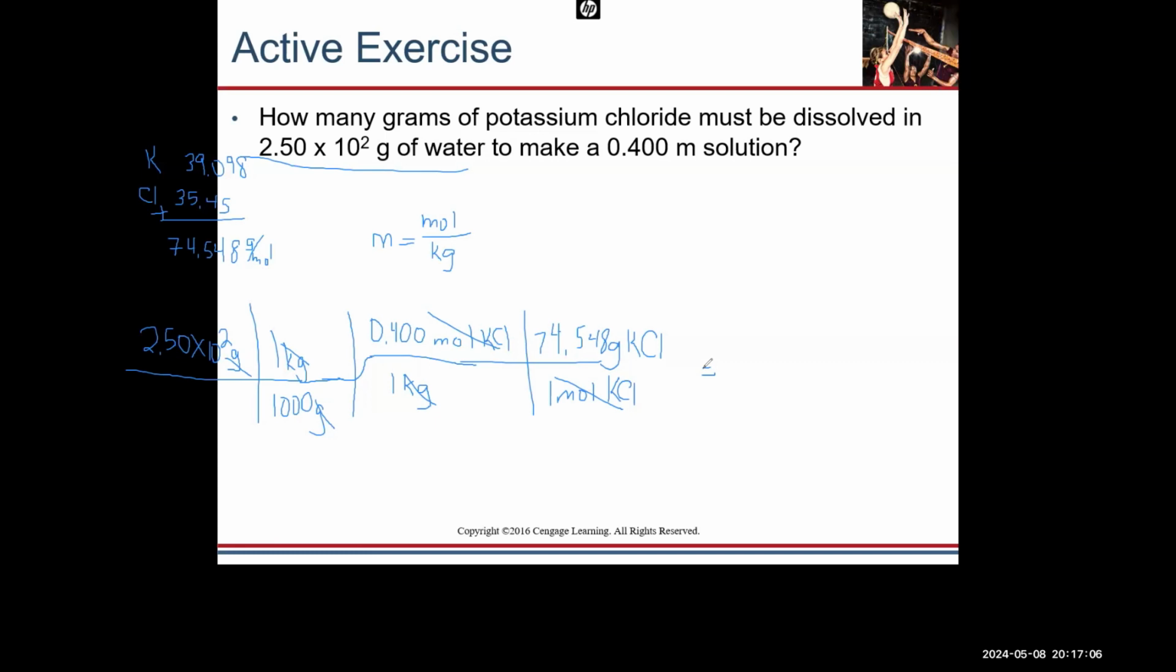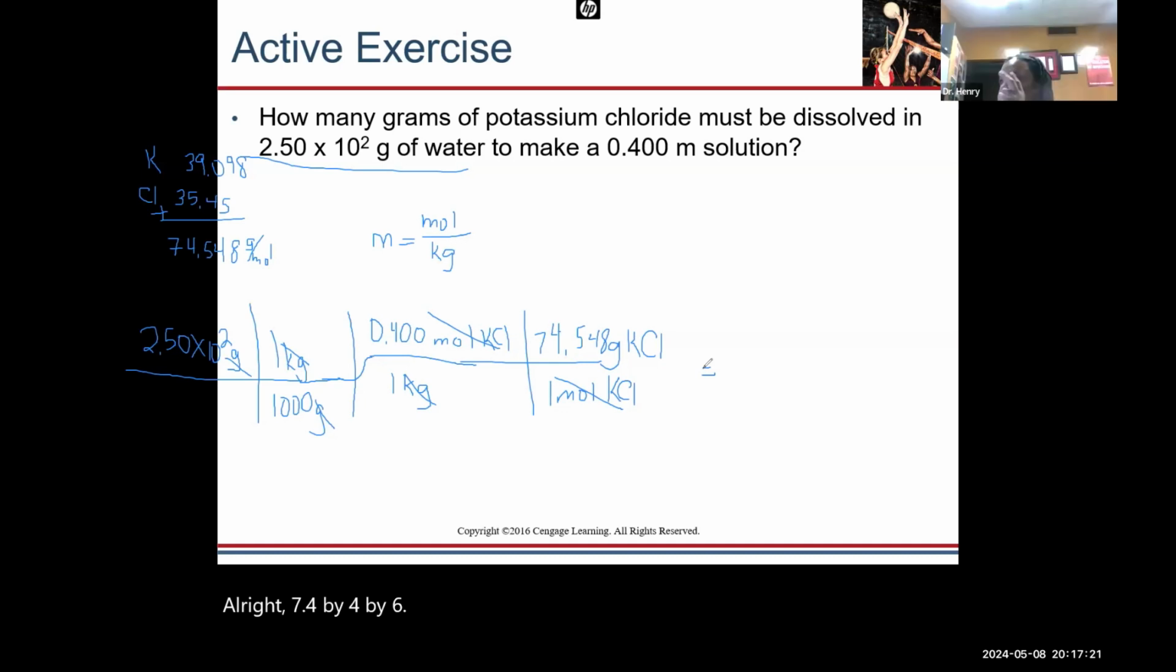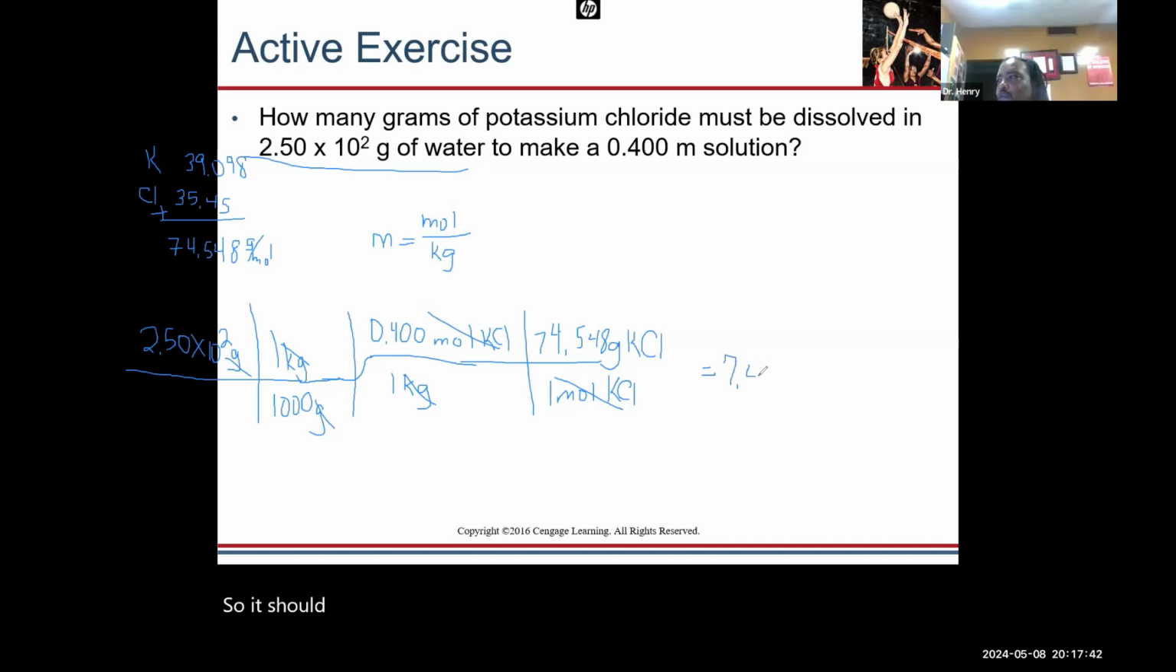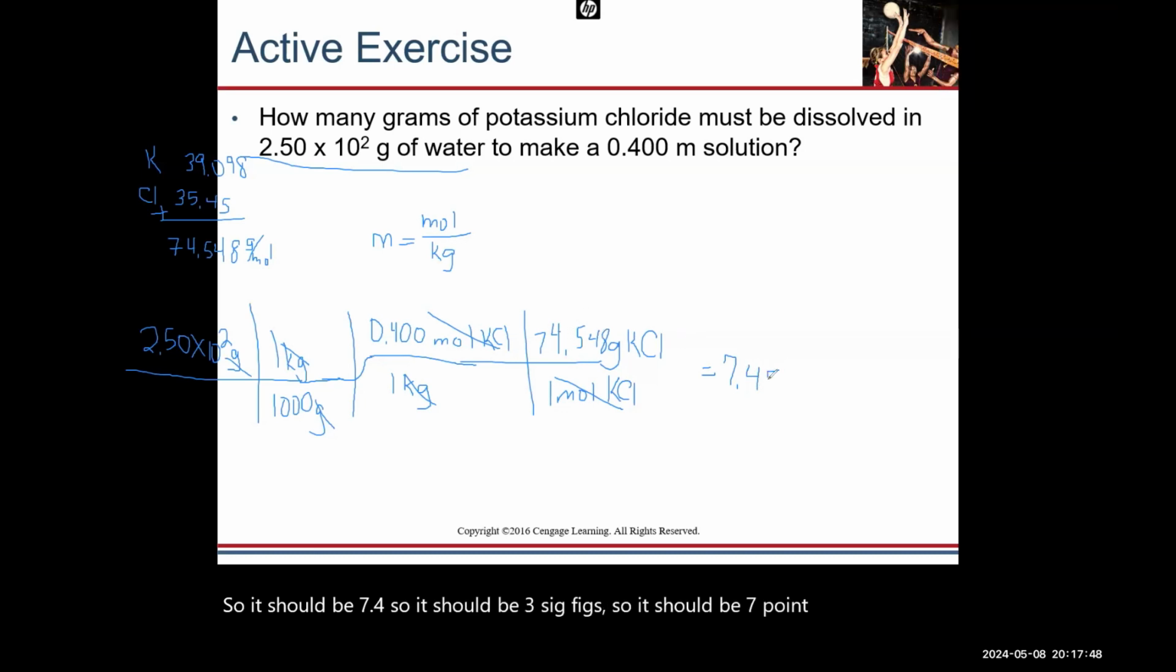All right, 7.454, but I need sig figs. Let's see, do I just keep the 7.4, or is it just a 7? Oh boy. So you have three significant figures. So you should have three sig figs. I think it's 7.4. I hope I'm right on the sig figs. So it should be three sig figs. Oh, 7.45. Yeah.